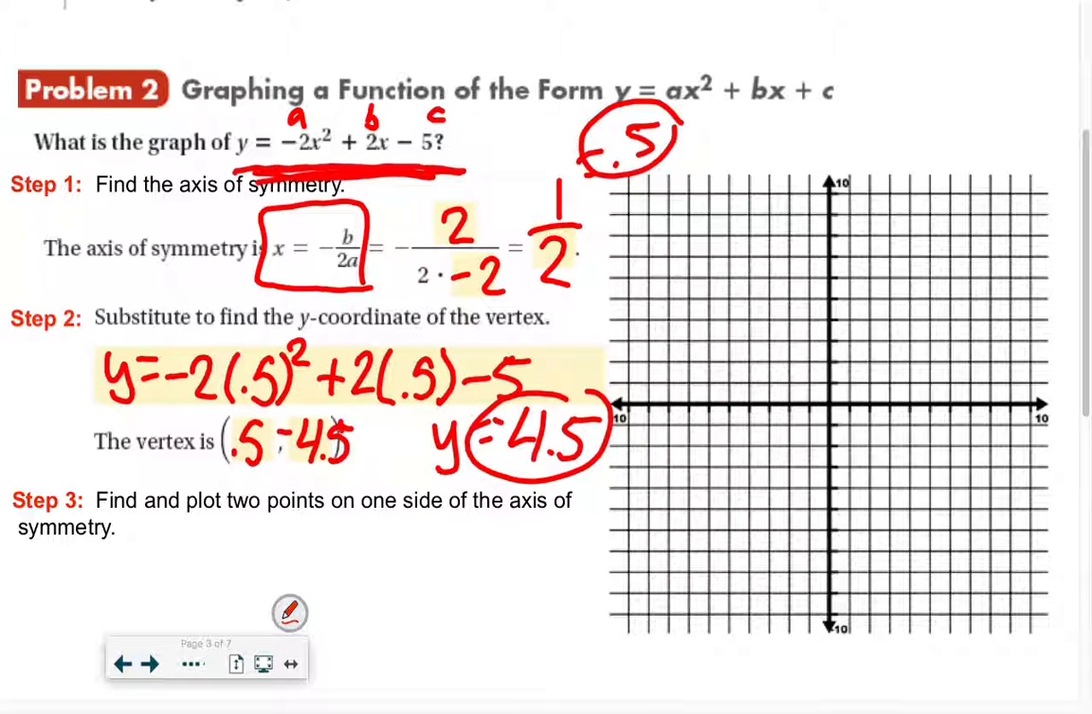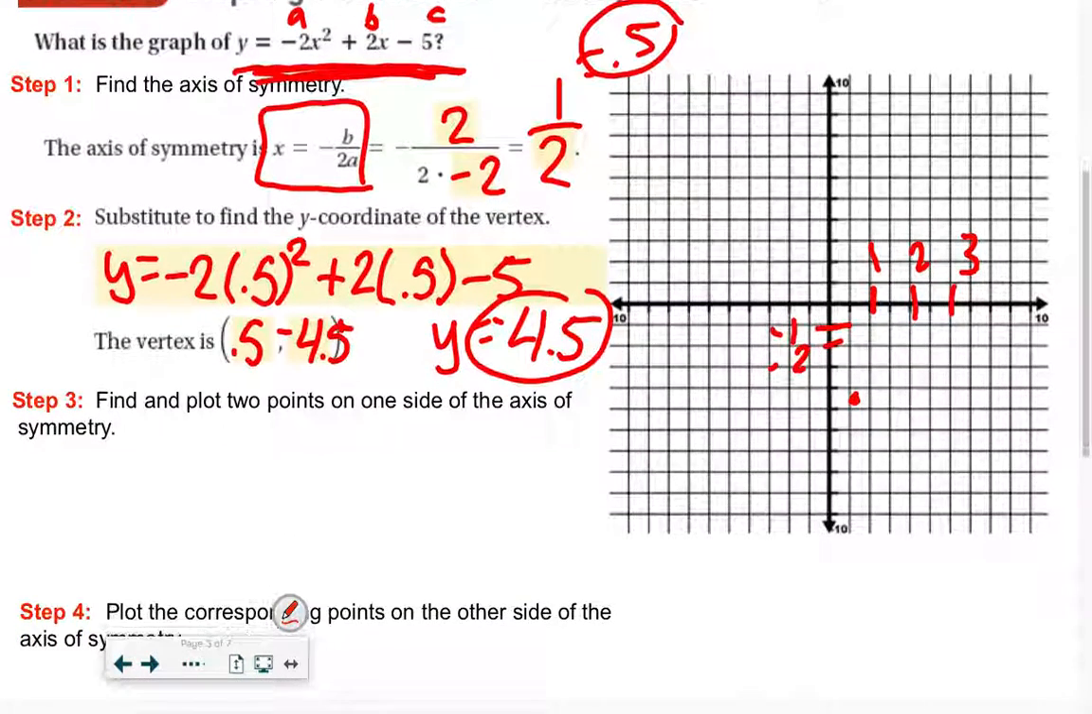Okay, on our graph, for my x, every 2, I'm going to make 1. And then I'm going to go by 1s on the y. Does that make sense? So I'm going to plot my vertex over 0.5, down negative 4.5. Off a little bit. Okay, so far so good.